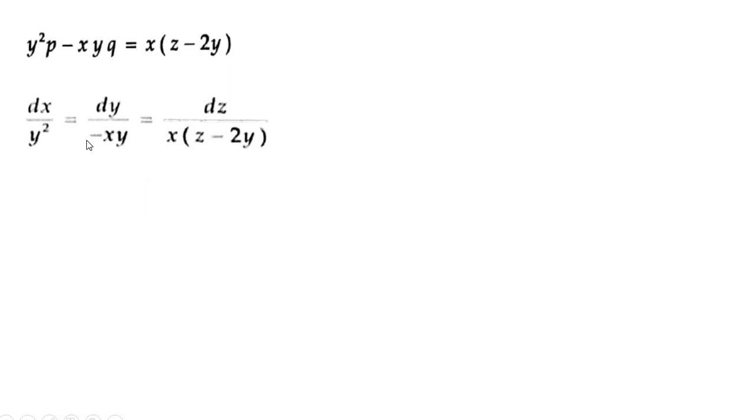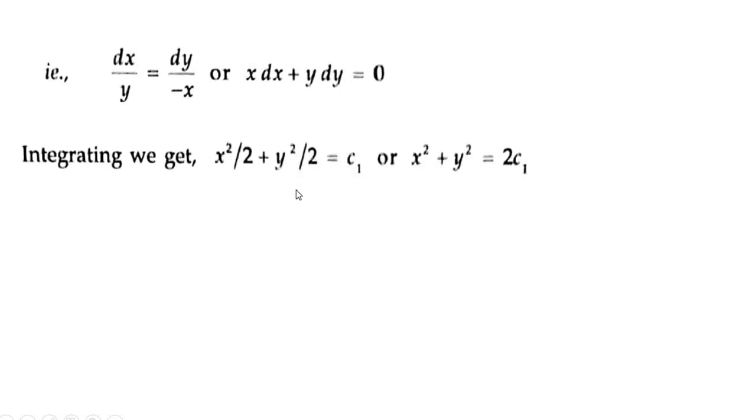You have y square p minus xy q equal to, so let me consider dx by y square equal to dy by y square. So one y will get cancelled since you have equal sign. It's very easy to compare the first and second term. When you cross multiply, this x will get multiplied with the dx and y will get multiplied with the dy, right? And you can directly integrate. So the integration of x dx will be x square by 2 plus integration of y dy will be y square by 2 equal to c1.